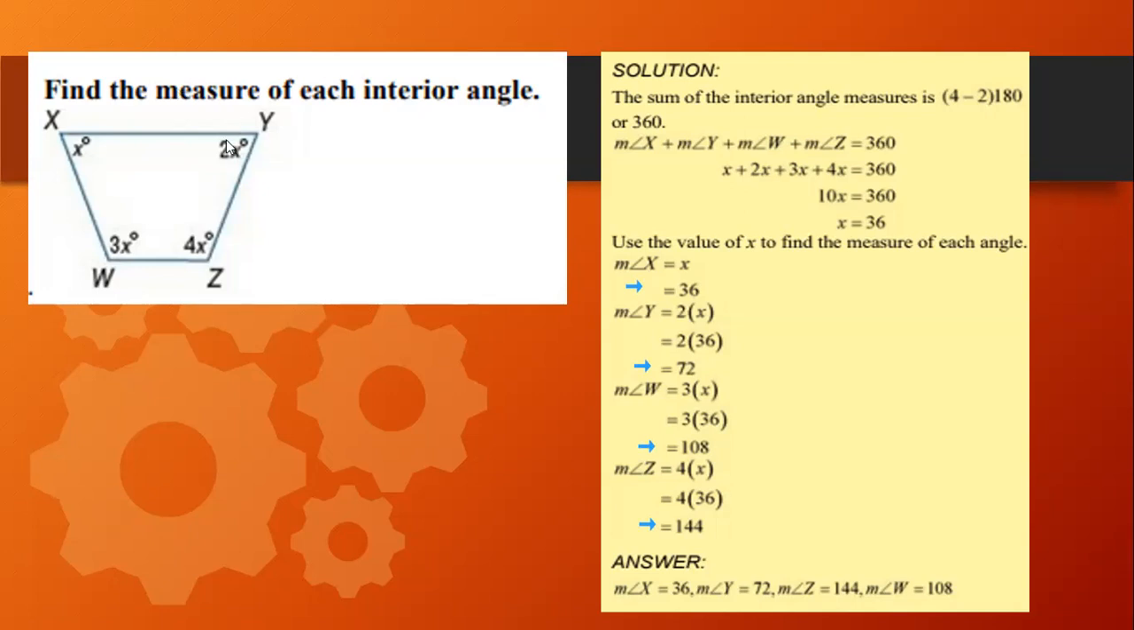The sum of the interior angles is n minus 2, multiplied by 180. N is the number of angles. How many angles do we have here? We have 4. So it's going to be 4 minus 2, which gives me 2, multiplied by 180, which gives me 360. And when we add up all these angles here, we also got 360. So the problem is solved.